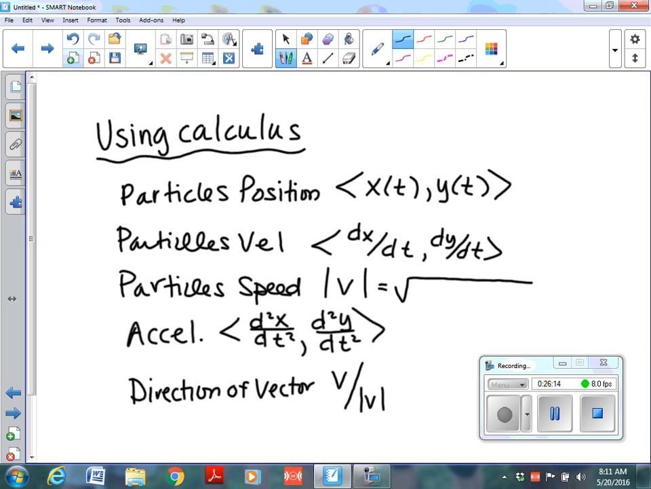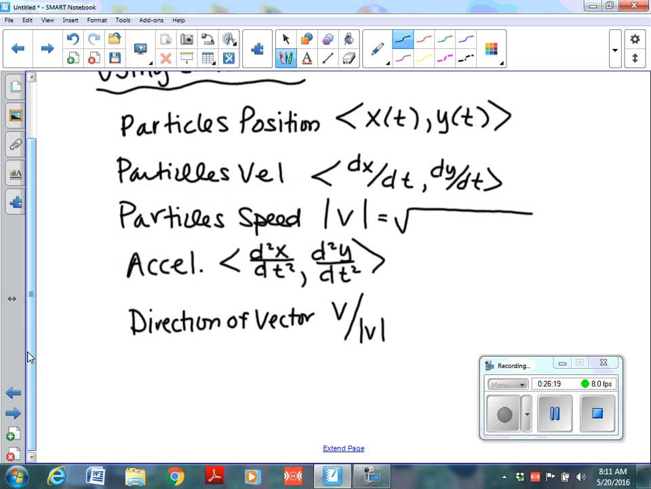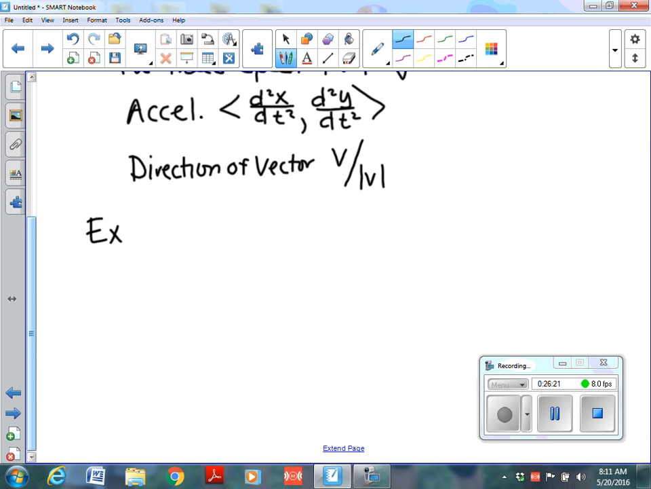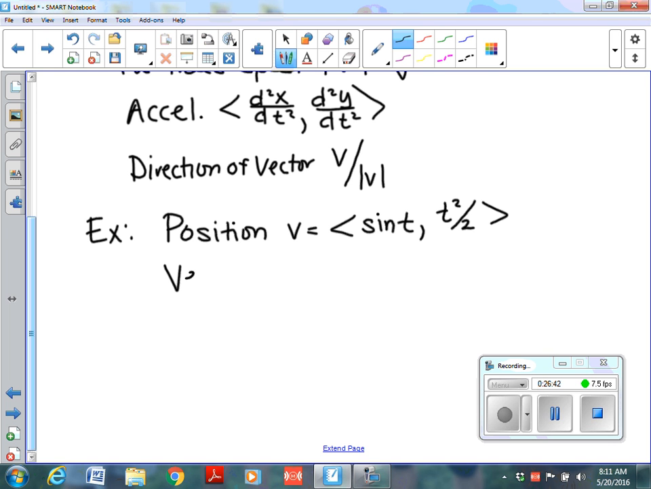So, I'm just going to give you an example. Calculus now. They give you the position of the vector. Vector v, let's call it. And it's sine of t, and it's t squared over 2. So far so good. That's the position. They want you to find the velocity, and they want you to find the acceleration. It's not hard at all.